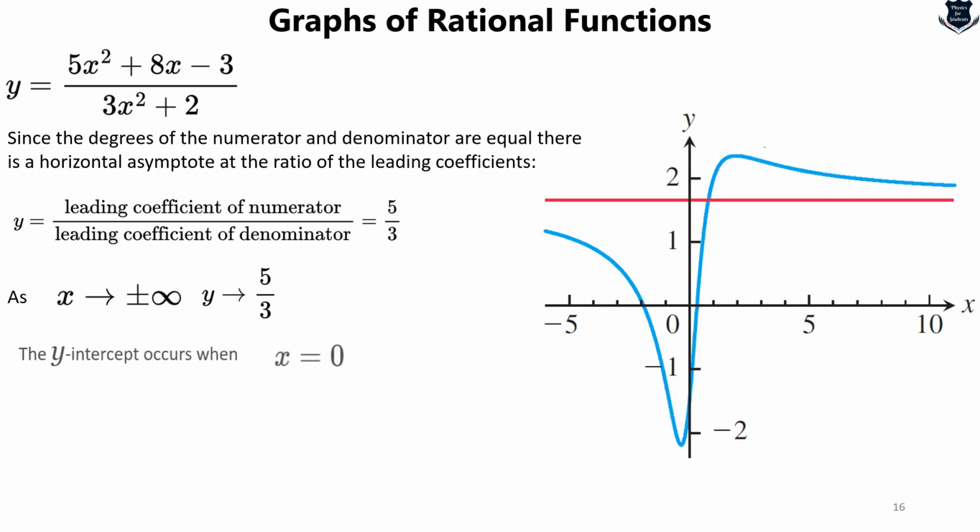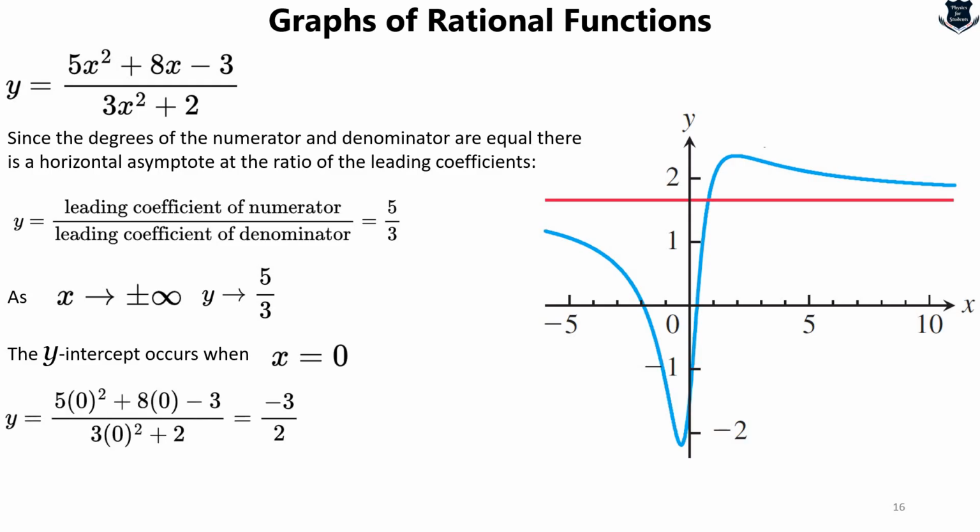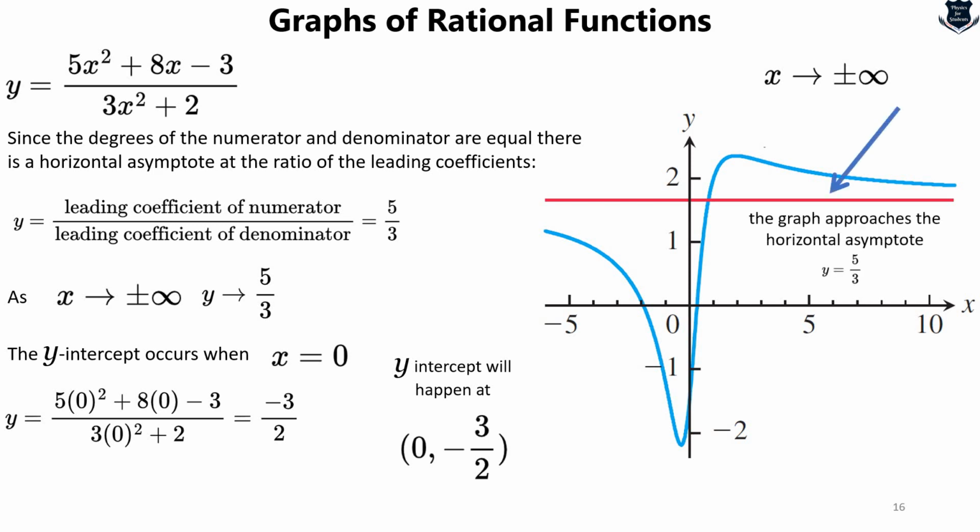And if I want to calculate the y-intercept, I will obviously have to take x equals 0. This would lead to this kind of an equation, and the y-intercept would be here 0 comma minus 3 upon 2. So here, as you can see, as x approaches plus or minus infinity, the graph approaches the horizontal asymptote where y equals 5 upon 3.